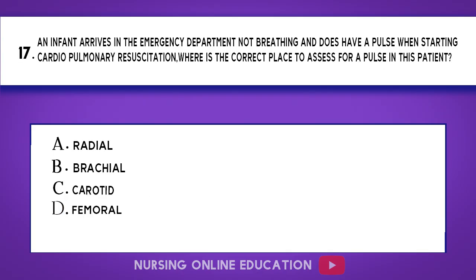17. An infant arrives in the emergency department not breathing, but does have a pulse when starting cardiopulmonary resuscitation. Where is the correct place to assess for a pulse in this patient? A. Radial. B. Brachial. C. Carotid. D. Femoral.